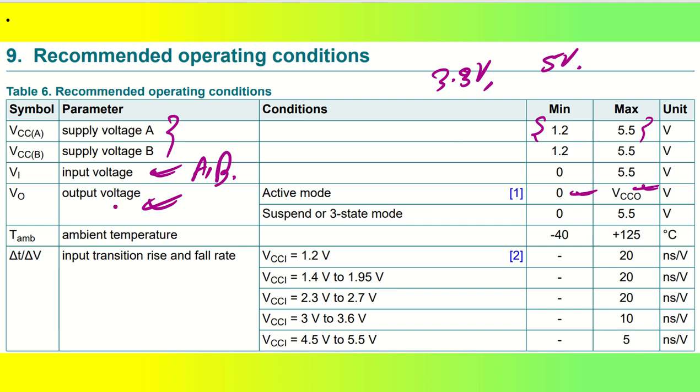Now coming back to the transition time, which is rise time and fall time. As you go to higher voltage levels, you will see 5 nanosecond per volt, and similar to that for VCCI it is 20 nanosecond per volt. So as we have a higher voltage level, our delay will increase a little, because it takes 5 nanosecond per volt. So for 5 volt it will take 25 nanosecond. Understood? So this is how it will work out.